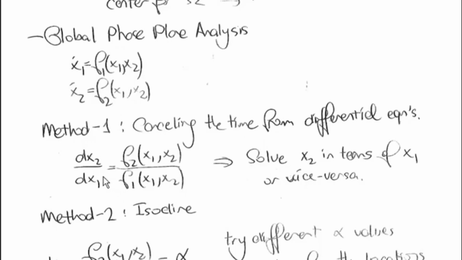And in that case, we are actually taking the ratio of both sides here, and we get a differential equation which doesn't include the time behavior, which is not necessary for the trajectory information actually. So then from this differential equation, which is only in terms of x1 and x2, we solve either x2 in terms of x1 or vice versa.